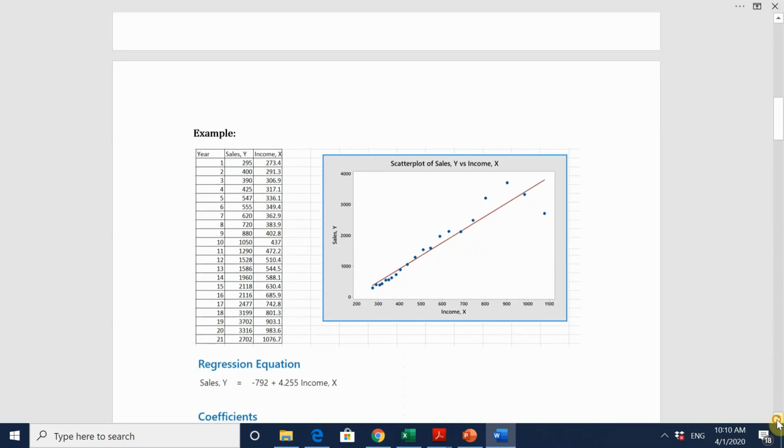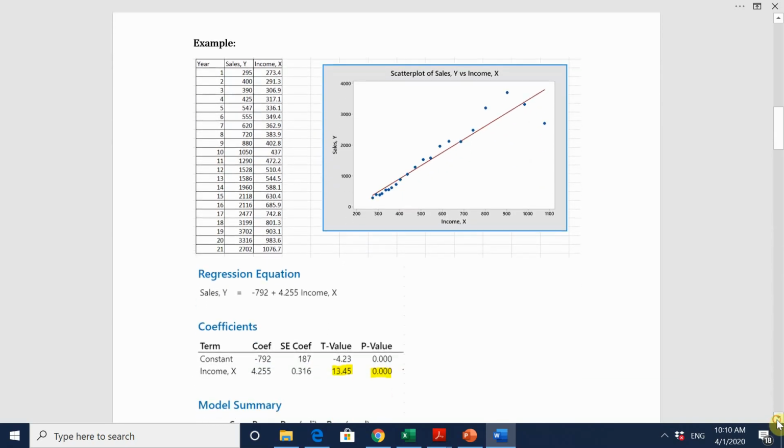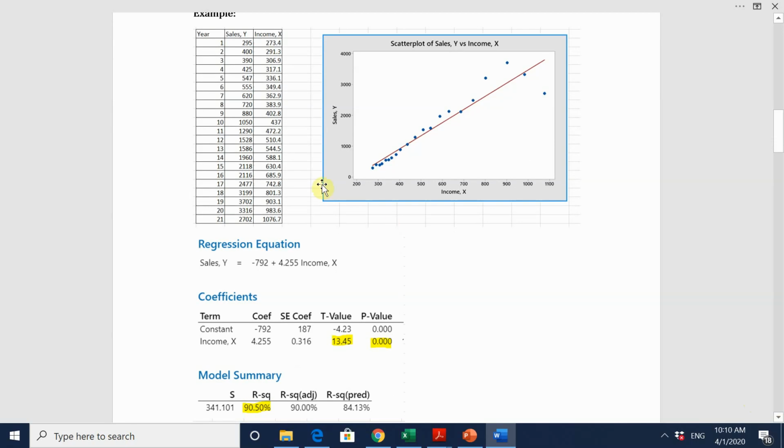Okay, so let's look at the results here. If I treat my data as normal data and fit a regression equation, this is the equation I would get, and these are the statistics on my equation. I can see that my predictor is statistically significant with very small p-values.